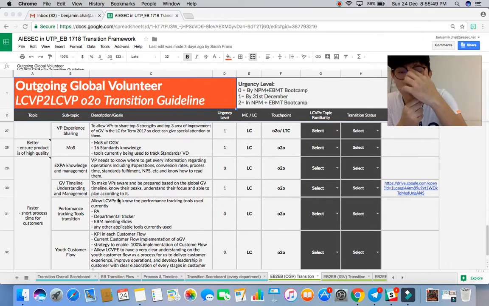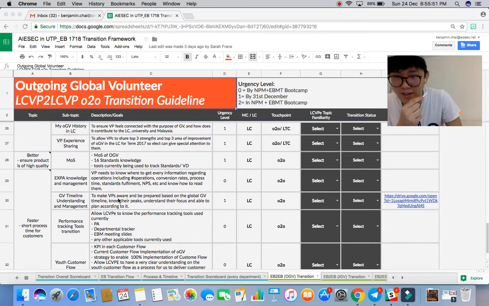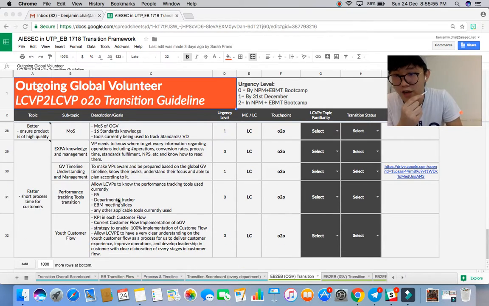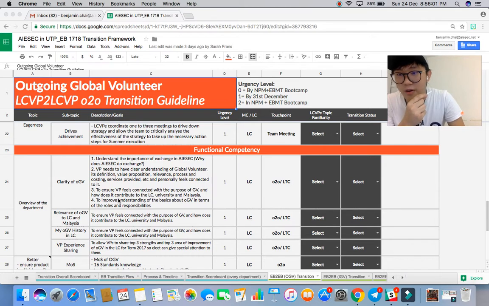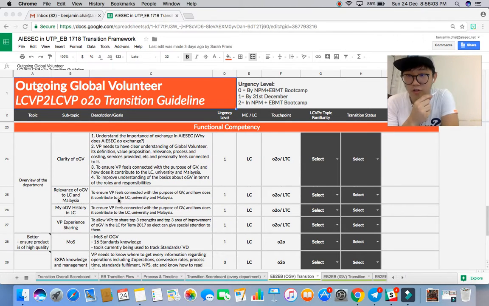But this transition focuses on the overview of oGV, better in order to ensure the product's quality, and faster in terms of process times and also customer centricity. Okay, so starting from the overview, there are four main topics in here.